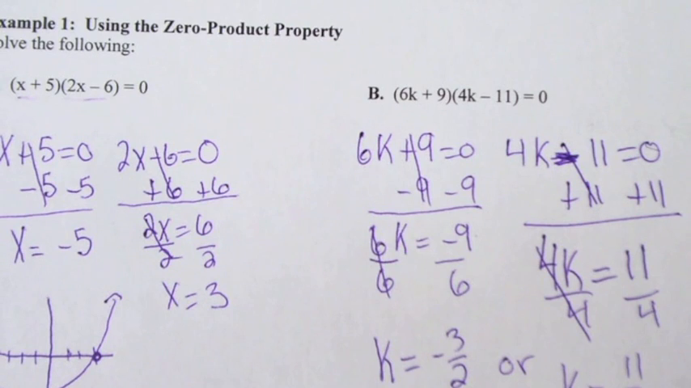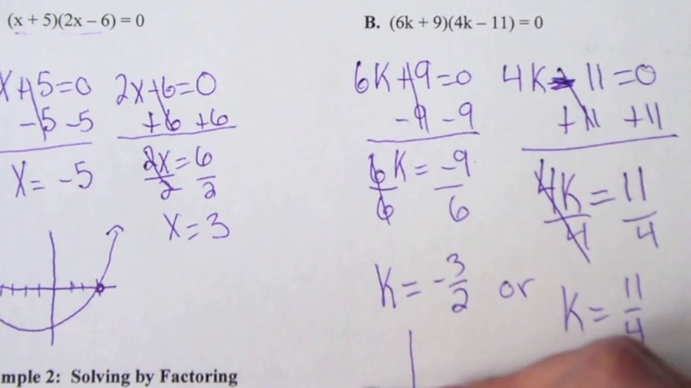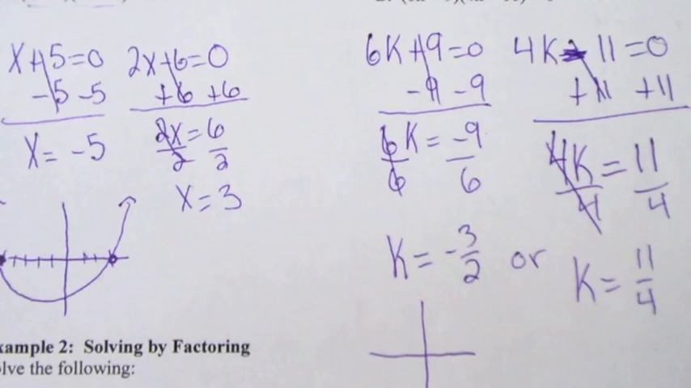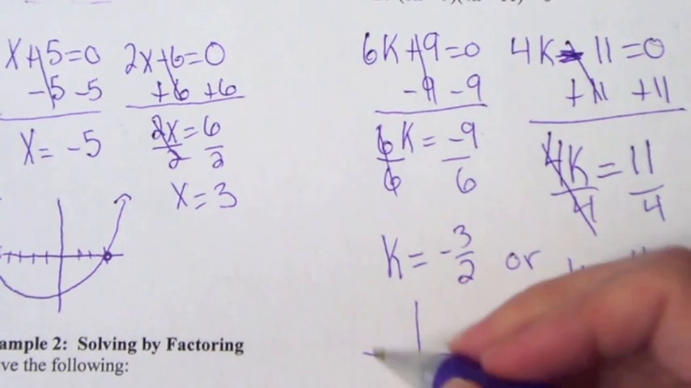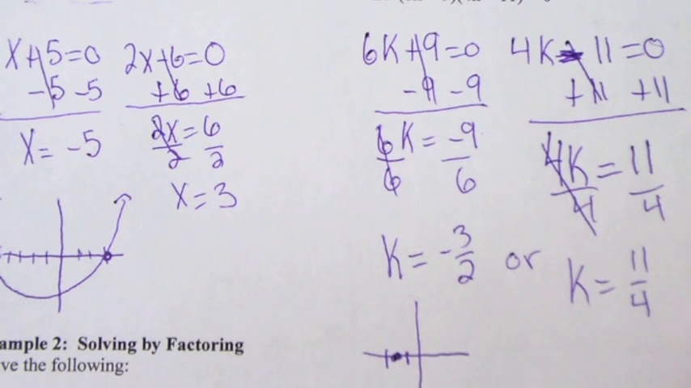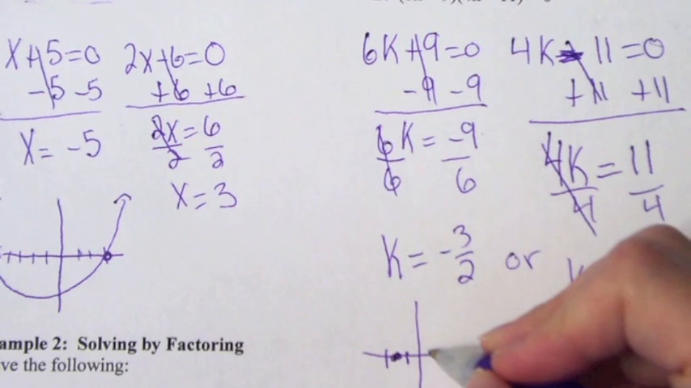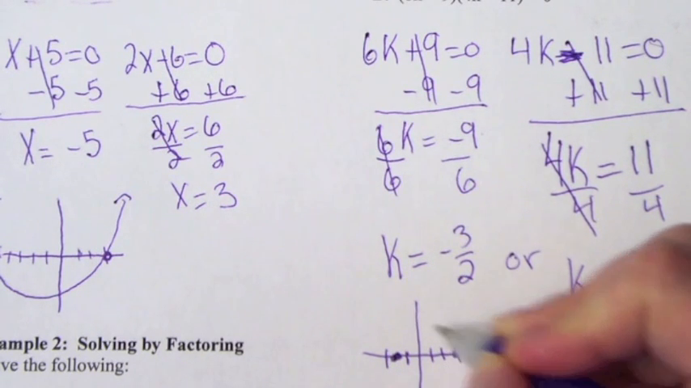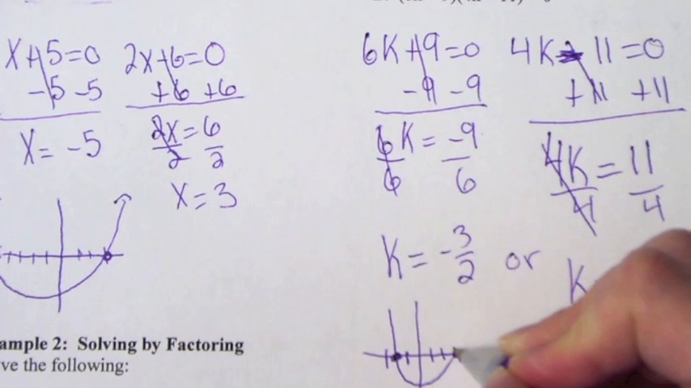Now, how would we sketch those on a graph? What's -3/2? Where is that number? It's negative 1 and 1/2. So it's in between -1 and -2. There's one point. How do we get to 11 over 4? What is that as a mixed number? 4 goes into 11 twice. So we get 2 and 3/4. So 2 and 3/4 is going to be somewhere between 2 and 3.